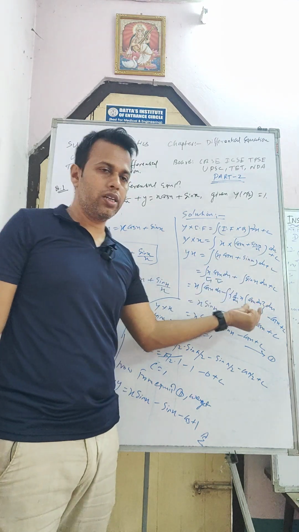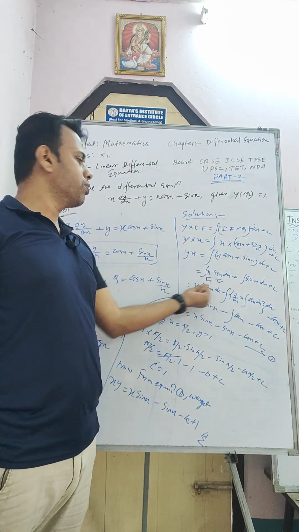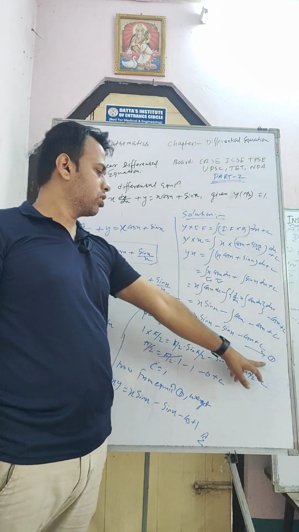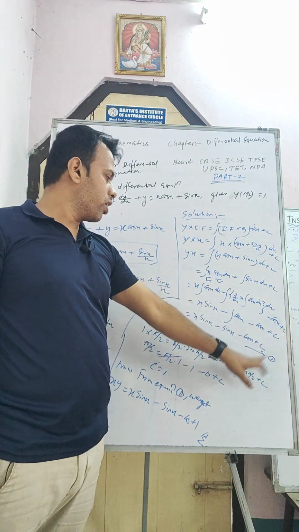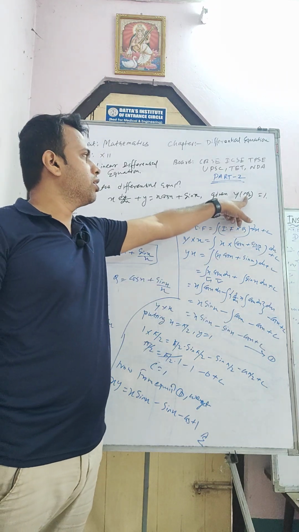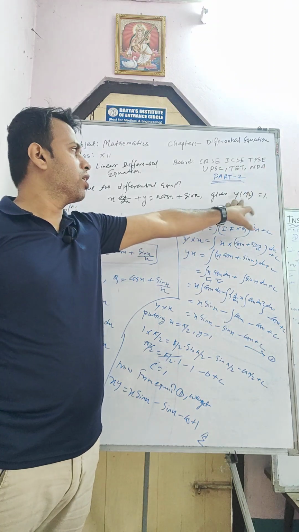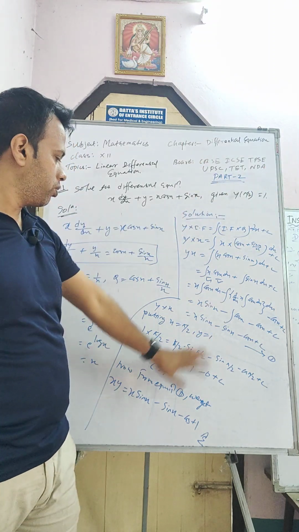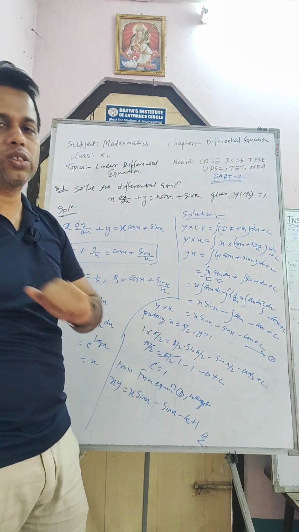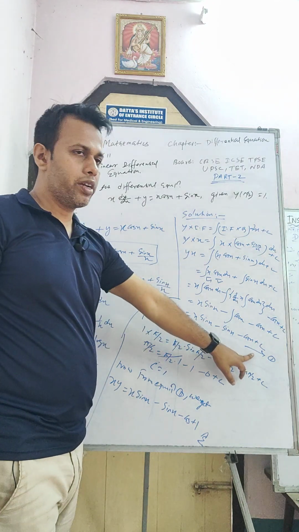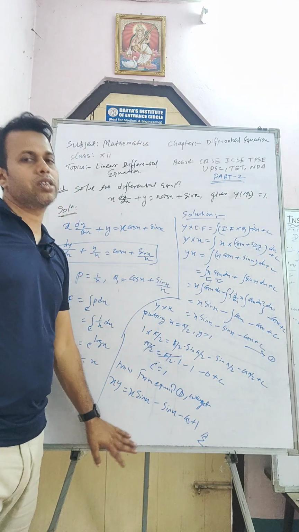I just put this value and multiply by x, and after that I split the integration into x cos x plus sin x. Now this is in the form of u into v, so I use the u into v formula here. This is equation 1, and we have to put x equal to pi by 2 when y equals 1. Just put the values and simplify, find the value of c as 1, and again put the value of c in equation 1, and this is the final answer of the solution.